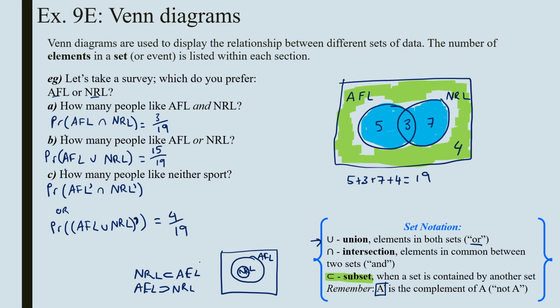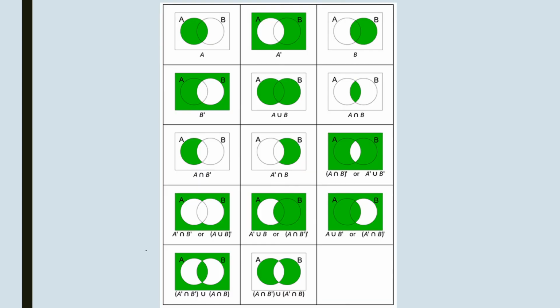Finally, on the next screen, and you can screenshot this if you would like, is a list of ways that we can write each event. So this would be A, not A, B, etc. And they get a little bit more complicated as you go down the page. So if you'd like to pause here and screenshot that for your own reference, that might be really useful too.